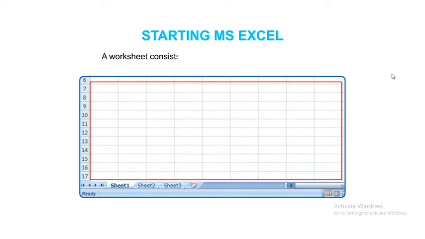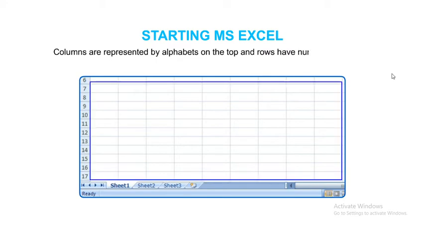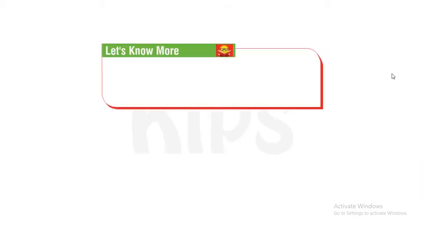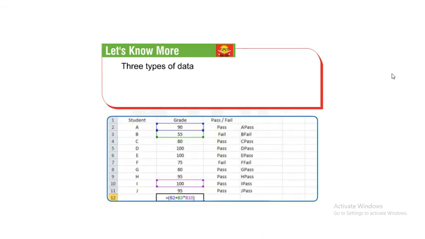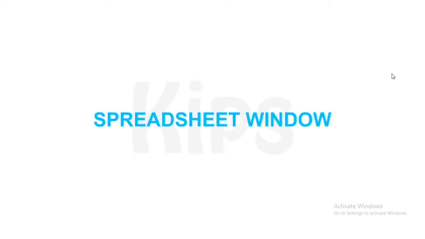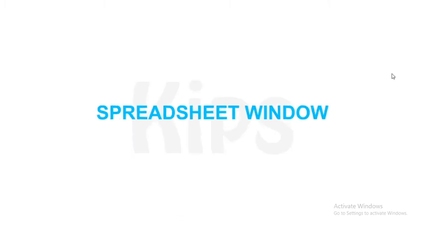A worksheet consists of 1,048,576 rows and 16,384 columns. Columns are represented by alphabets on the top and rows have numbers on the left side of the worksheet. Students, note the fact that 3 types of data can be entered in MS Excel: numbers, text, and formulae. Now let us discuss the spreadsheet window.